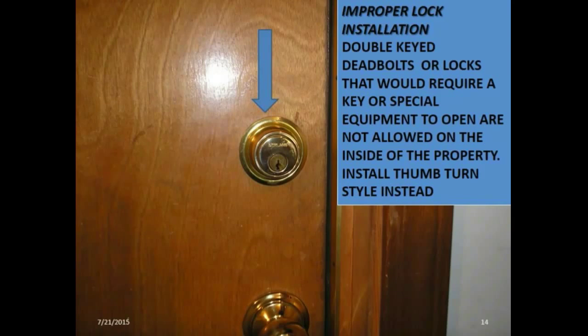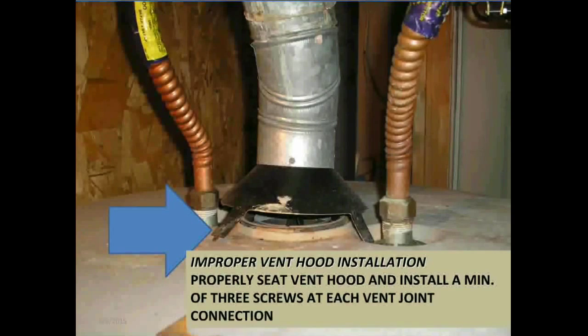Improper lock installation. Double-key deadbolts or locks that would require a key or special equipment to open are not allowed on the inside of the property. Install a thumb turnstile instead. Refer to the 2009 International Property Maintenance Code, Code 304.18.1, doors.